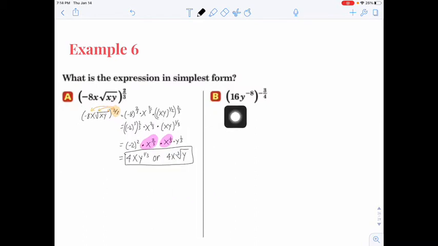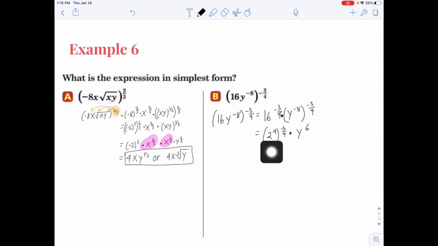Part B says 16y to the negative 8th power, all raised to the negative 3 over 4th power. The first thing we're going to do is distribute this negative 3 over 4th exponent into the 16 and the y to the negative 8. So now we have 16 to the negative 3/4 power and y to the negative 8 all raised to the negative 3/4. A helpful way to rewrite 16 is 2 to the 4th power. Always check the denominator and see if you can rewrite the base so that it has an exponent that either matches the denominator or can simplify it.